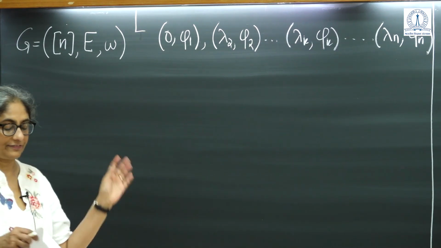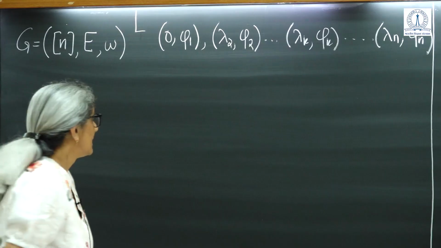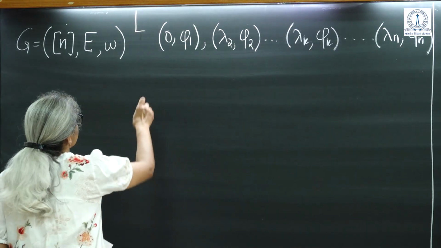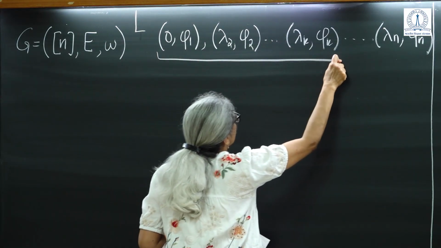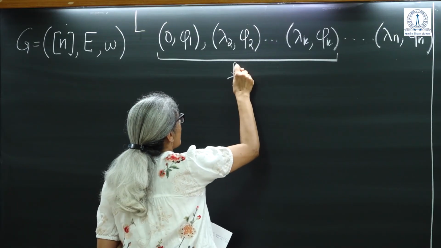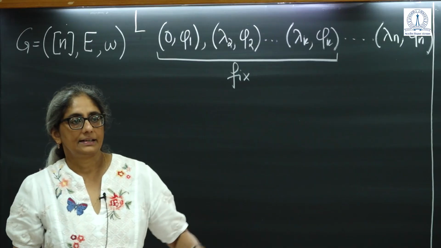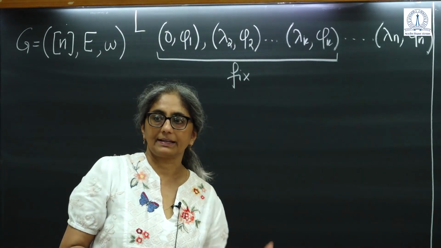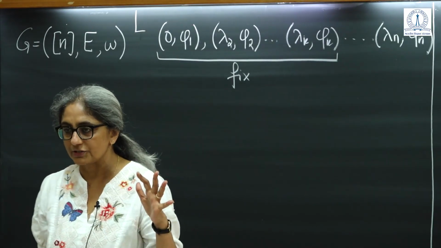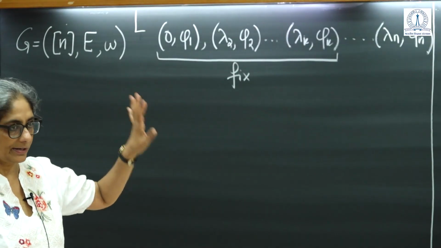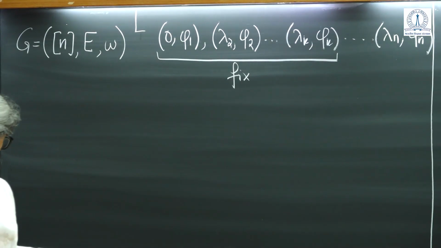The phis are orthonormal and all that, okay? So what we're doing is we are fixing these many. So fix these. I want to calculate all the subgraphs where the first k eigenpairs are frozen and everything else can be whatever. That's what we want.